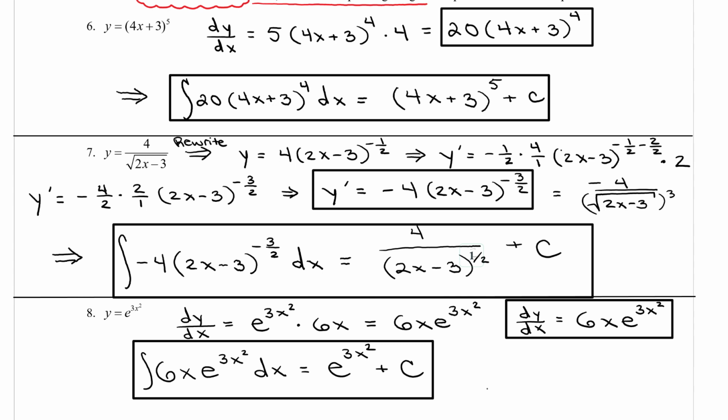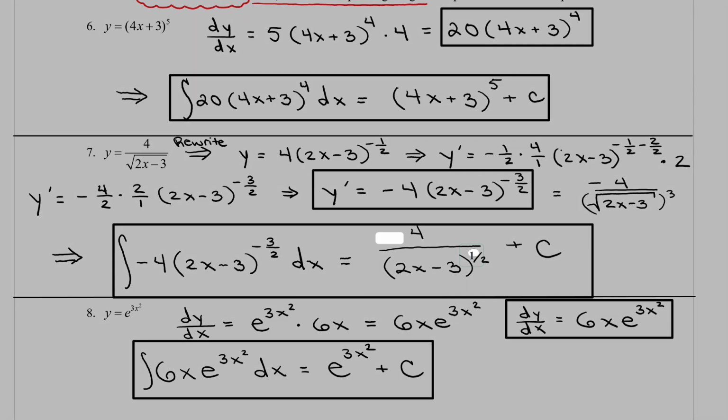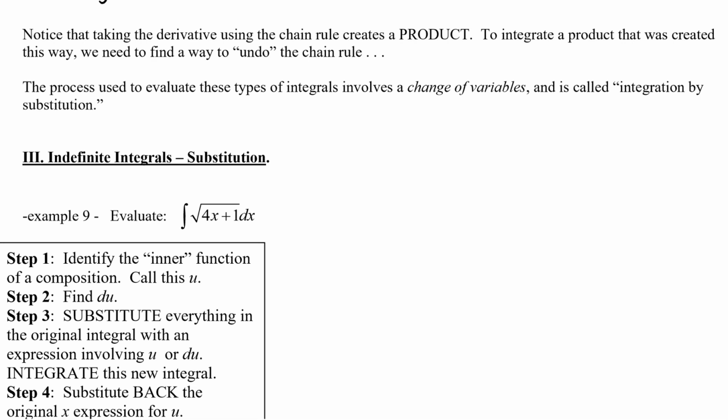So all of these problems were to help prepare us to see that relationship between the derivative and the antiderivative. Notice that taking the derivative using the chain rule creates a product. To integrate a product that was created this way, we need to find a way to undo the chain rule. The process used to evaluate these types of integrals involves a change of variables and is called integration by substitution. I have highlighted the words change of variables and I have underlined the words integration by substitution.